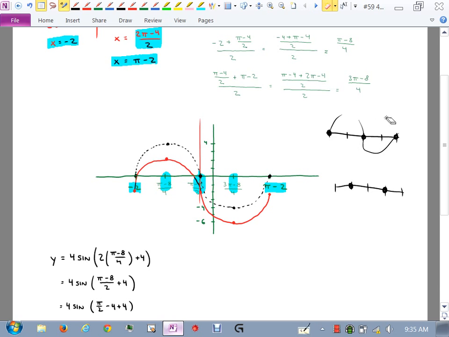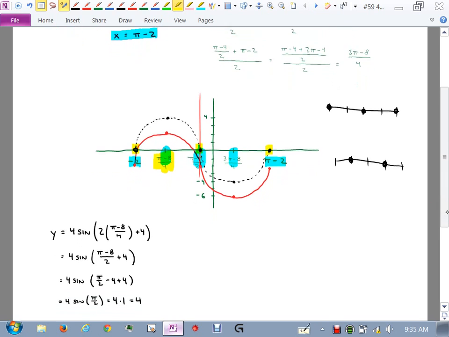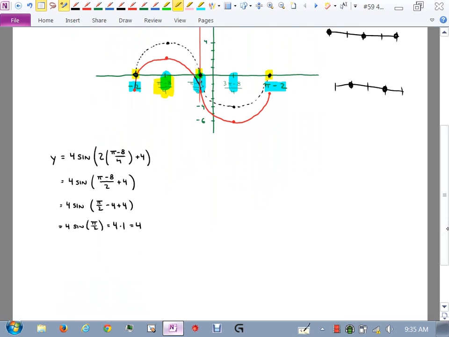So for sine, all I'm really going to need to do, since I know that these points are 0 here, here, and here, is pick a test point, which is pi minus 8 over 4. I'm going to plug it into the original function and see what comes out. So here's me plugging it in for x, and then I'm distributing through. Actually, I reduce that by 2 there, and then I get the pi minus 8 on top over 2.